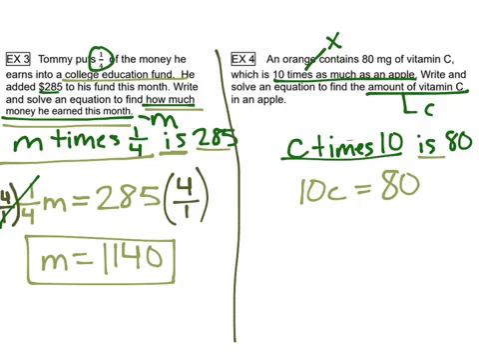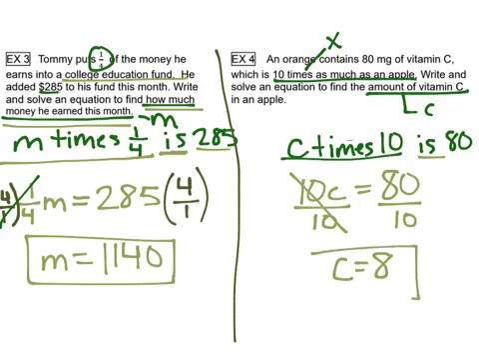Well, we have multiplication, so we just need to solve this to figure out the amount of vitamin C in an apple. We're going to divide both sides by 10, by what's being multiplied by C. Always divide by what's being multiplied by the variable. On this side, 10 divided by 10 is 1, so that 1's out, and we get C equals 80 divided by 10, which is 8. Vitamin C in an apple is 8 milligrams. So an orange contains 80 milligrams of vitamin C, an apple contains 8 milligrams.